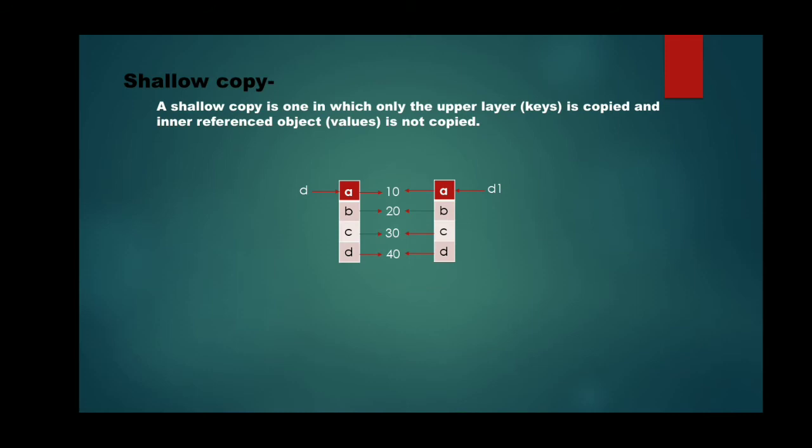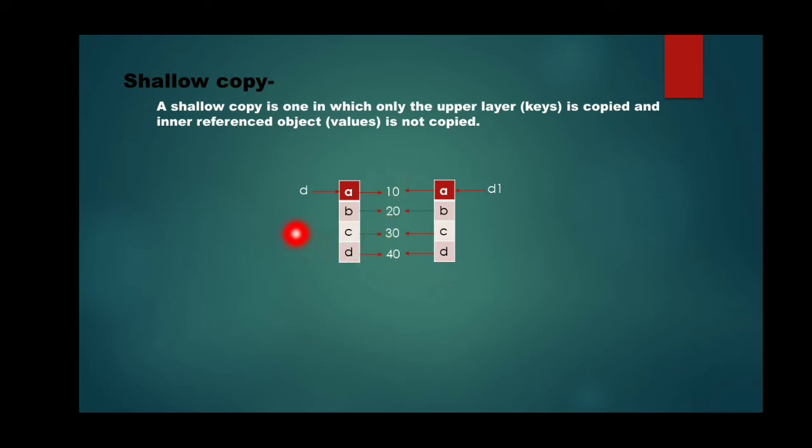See, a shallow copy is one in which we simply make a duplicate copy of the keys of the dictionary. But the values are not duplicated, they are stored at one single place. As you can see, this is the dictionary, these are the keys and these are the values.